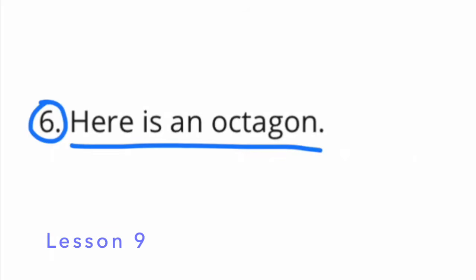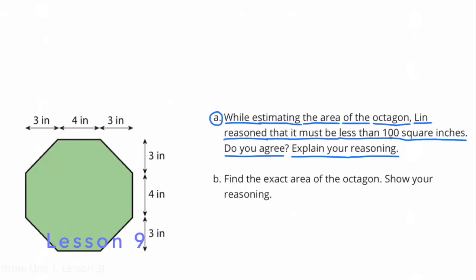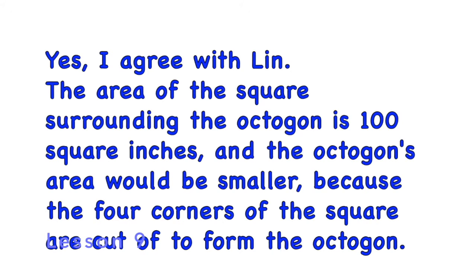Number 6. Here is an octagon. A. While estimating the area of the octagon, Lynn reasoned that it must be less than 100 square inches. Do you agree? Explain your reasoning. Yes, I agree with Lynn. The area of the square surrounding the octagon is 100 square inches, and the octagon's area would be smaller because the 4 corners of the square are cut off to form the octagon.